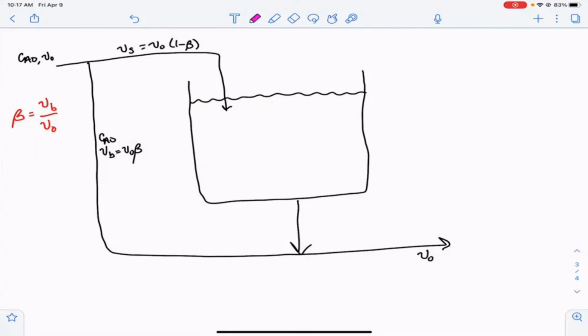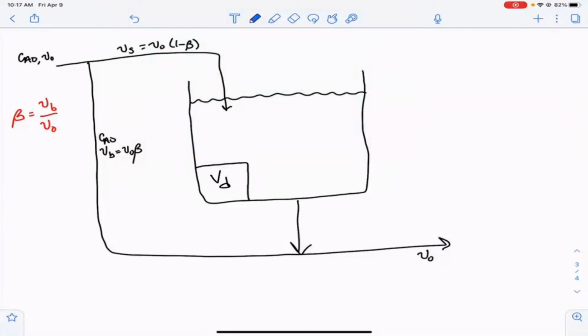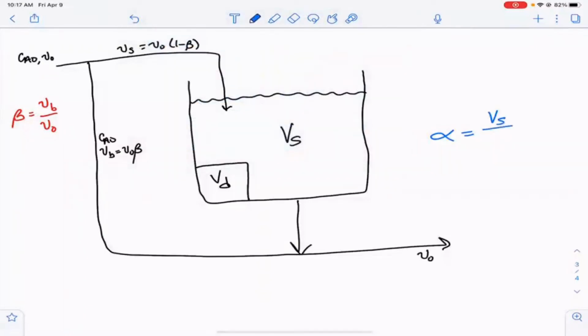Hopefully this is okay. So now what we're going to do is say that we also have part of our reactor that has dead zones. I don't know a great way to do this other than to just say this is V sub D, and that's the dead volume. And we are going to define a second term. We're going to say that alpha is equal to the portion of the reactor that you're actually using, which we'll call VS, divided by the actual reactor volume, which is V.